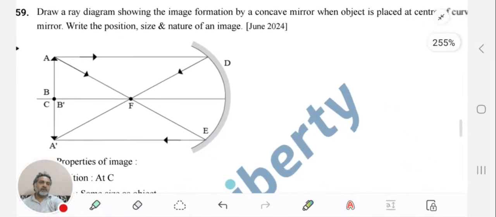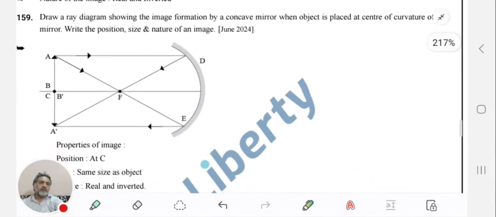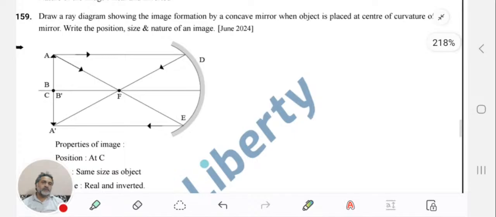159. Draw a ray diagram showing the image formation by concave mirror when object is placed at center of curvature of concave mirror. Write the position, size and nature of image.